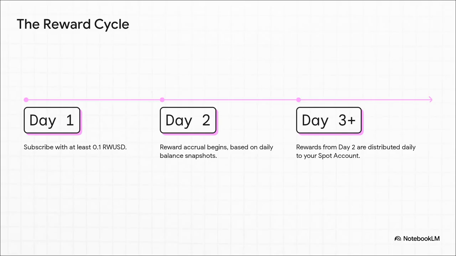The reward cycle is pretty simple to follow. Let's say today is day 1. You subscribe. Simple. Tomorrow, on day 2, your rewards start to accrue. Then, on day 3, the rewards you earned back on day 2 get paid out directly to your spot account. And from then on, that payout happens every single day.